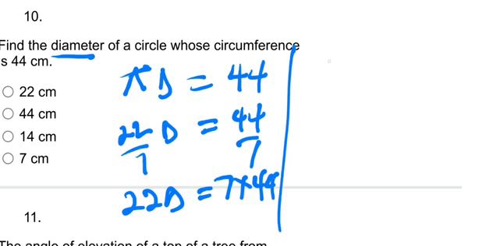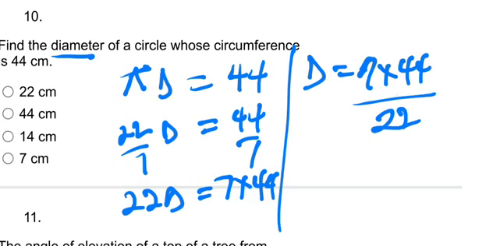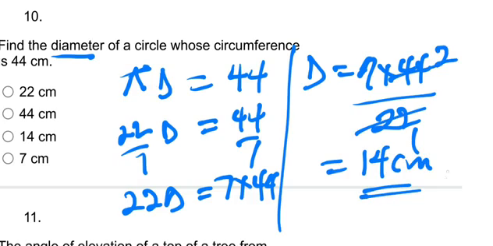Divide both sides by 22, then d will be equal to 7 times 44 divided by 22. 22 into 22 is 1, 22 into 44 is 2. So 7 times 2 equals 14 centimeters. And that gives this answer here.